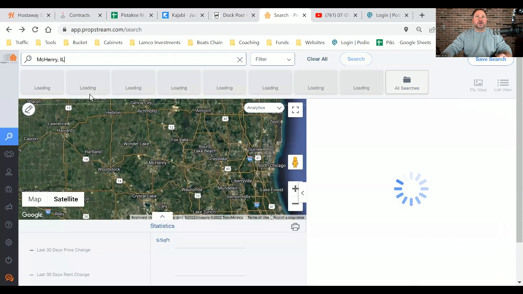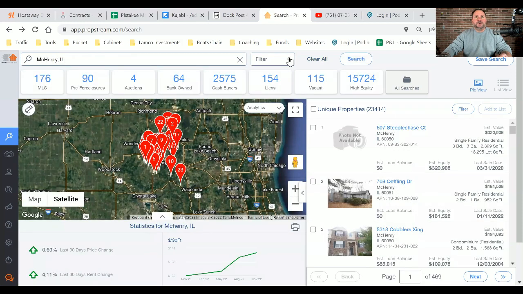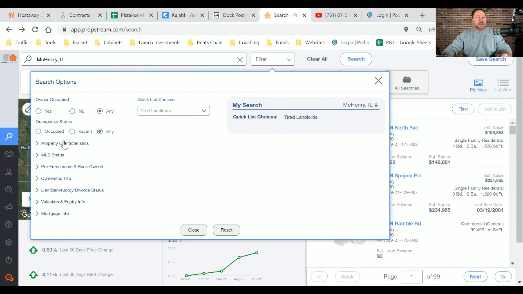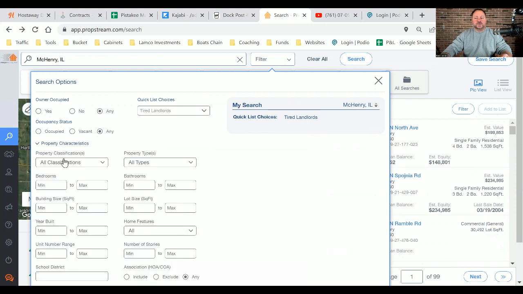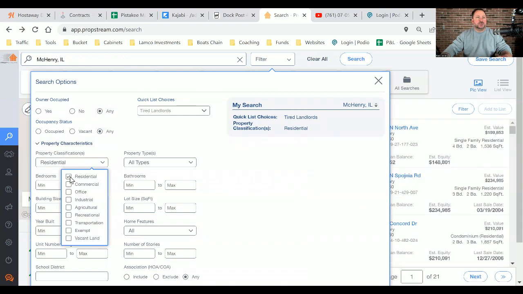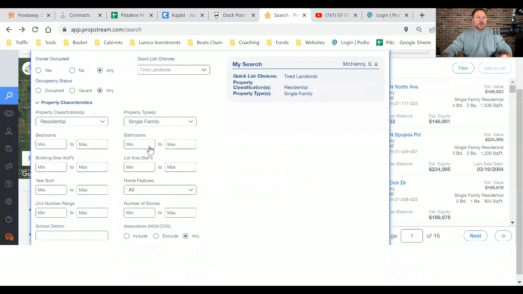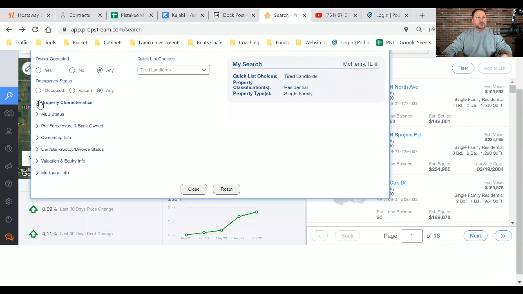So we're going to look under McHenry County. And the good thing about PropStream, it already has your quick list choices here. So I just go and look for tired landlords. I could break down the different property characteristics. So I like to break them down on towns or villages, the type of pain, tired landlords, and then the asset class. So let's say residential. If we're looking for commercial, we'll keep it nice and organized, different folders, different spreadsheets. So we start to download these things. Let's say I'm looking for single family homes. You can keep breaking it down even more if you wanted to.